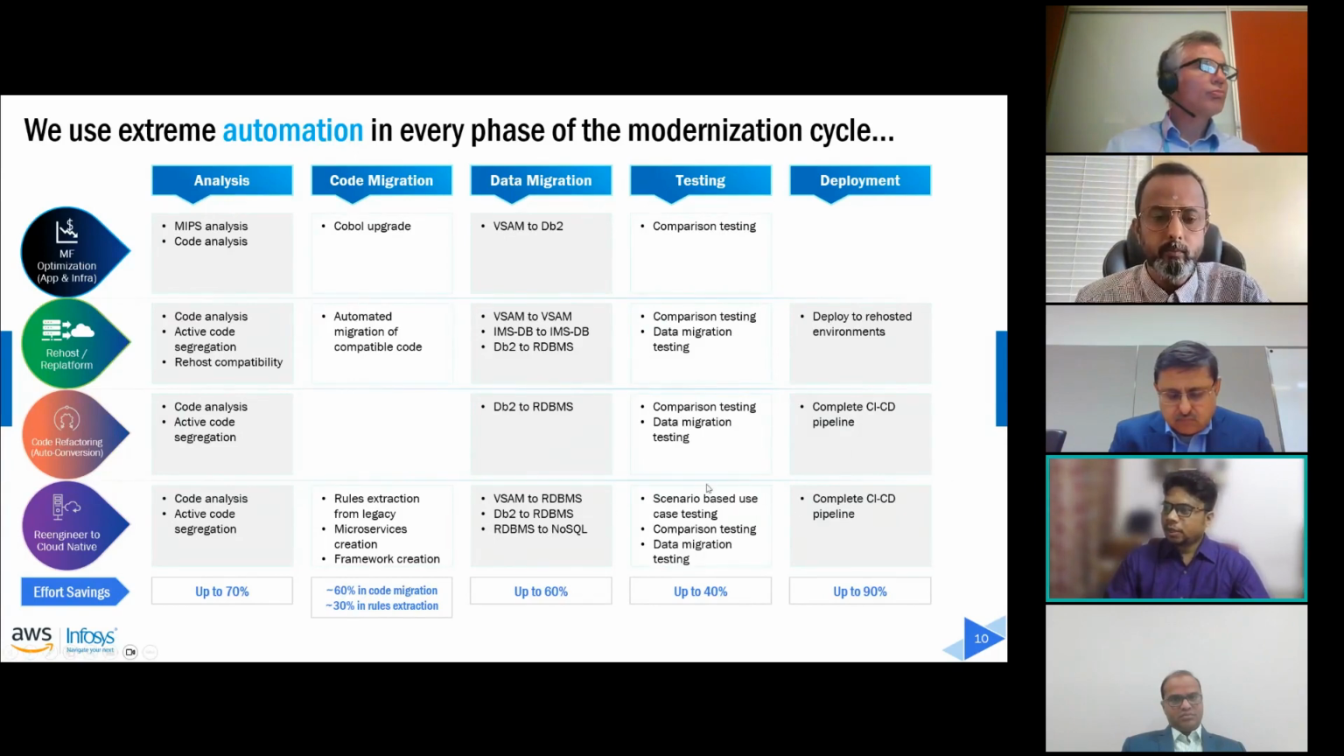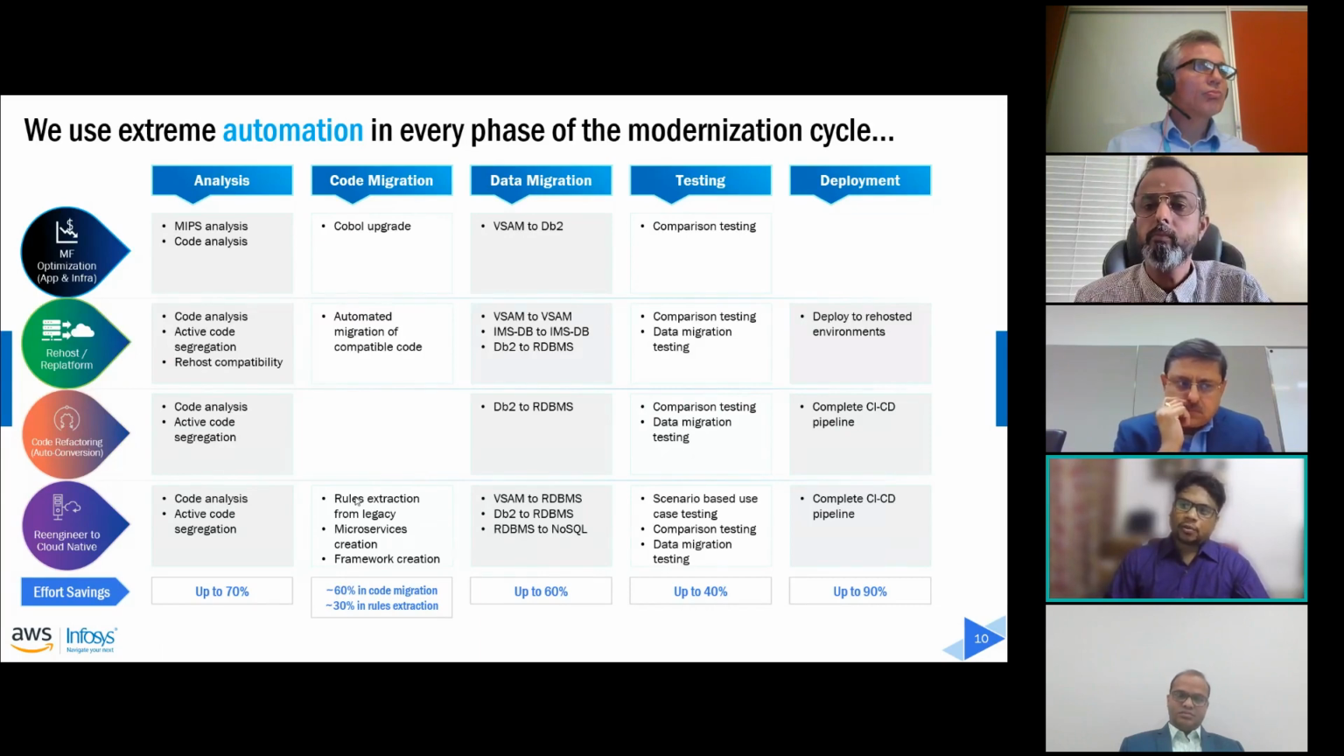Then testing, the peculiar one is scenario-based testing, which is more popular when we are doing a reimagination because we want to test based on the user-specific data. So instead of doing a complete code-to-code comparison or table-to-table comparison, we are going to do scenario-based testing. So that is also supported by the platform. And then finally, the complete CI/CD pipeline. So all in all, with the help of the platform, we will be able to save a minimum of 30% effort for some of these activities, which can go up to 90% effort savings over the manual exercise. So why not use the platform?